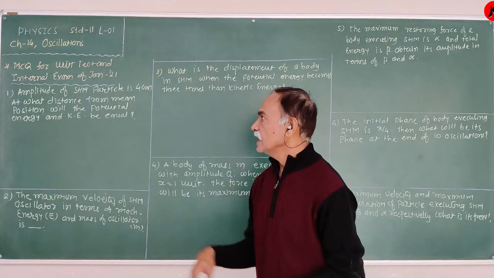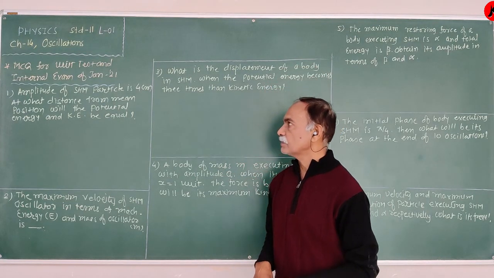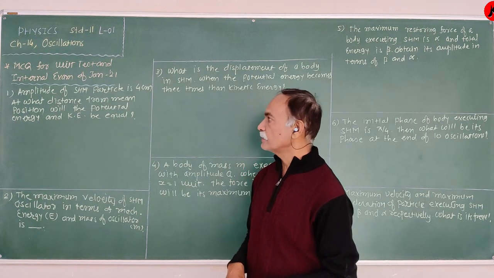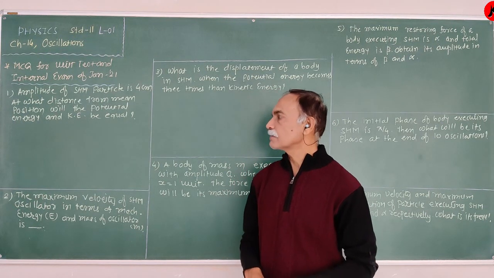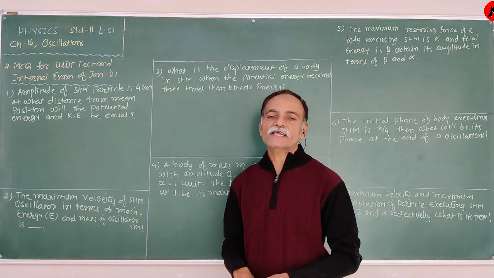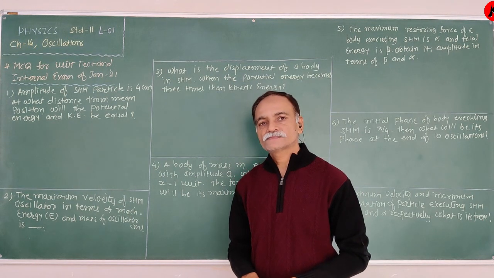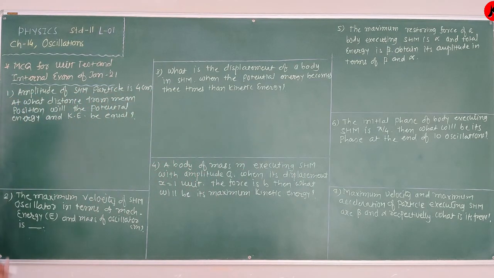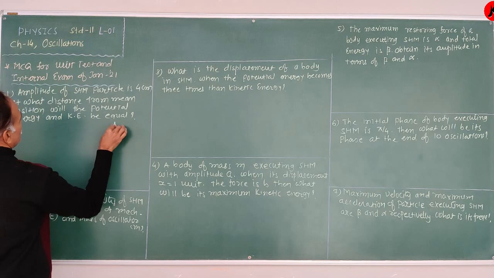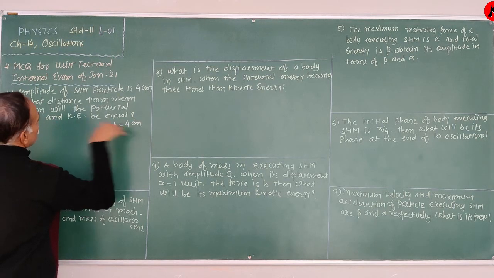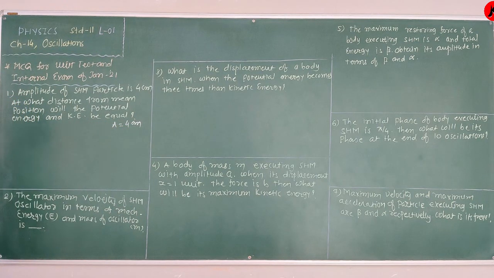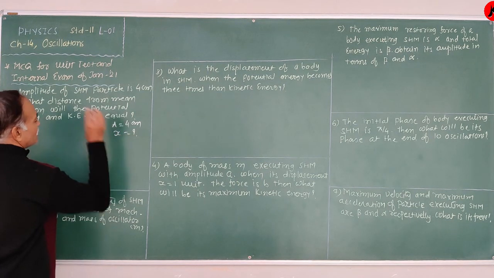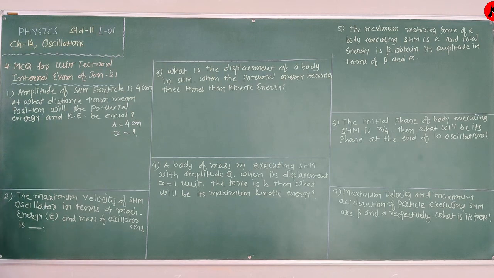So first question: the amplitude of a simple harmonic motion particle is 4 centimeter. At what distance from the mean position will the potential energy and kinetic energy become equal? Here the amplitude of the particle performing simple harmonic motion is given, A is equal to 4 centimeter. We have to find the position x at which the kinetic energy and potential energy become equal.